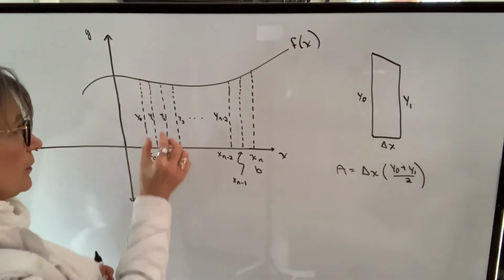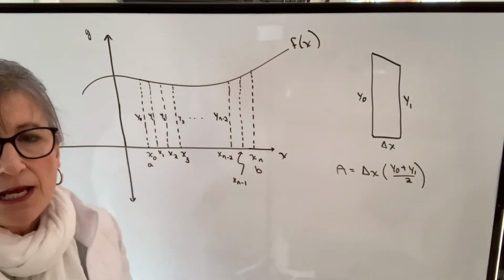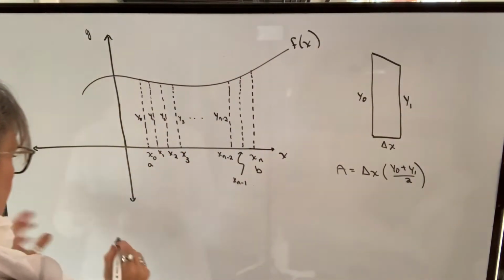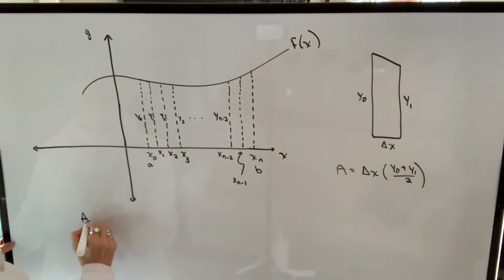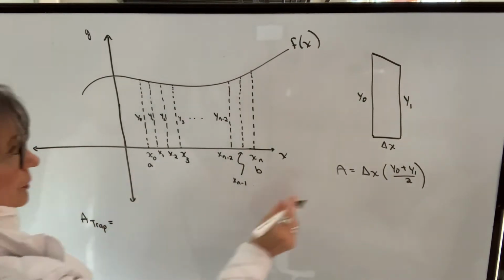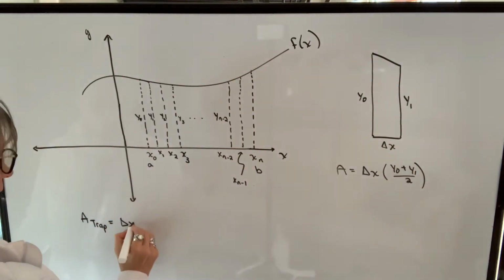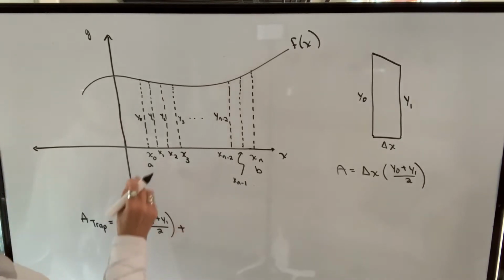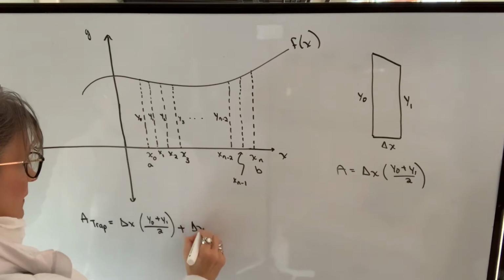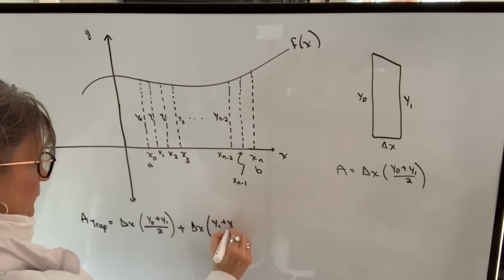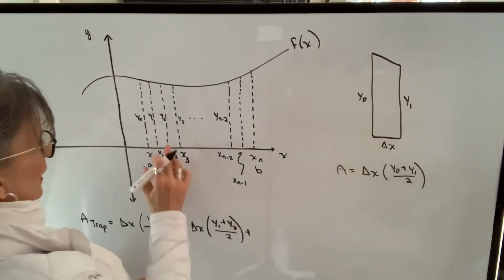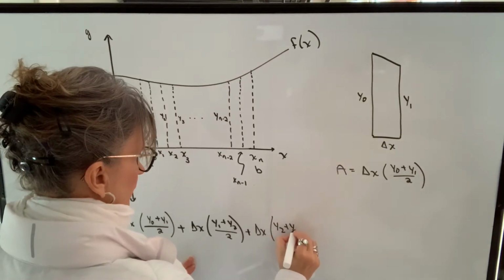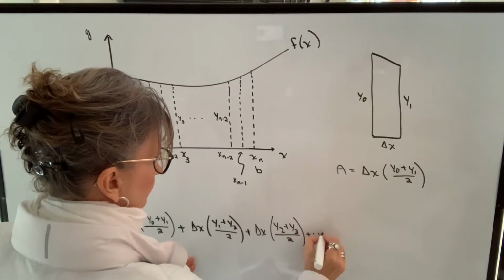I could do the same thing for each of these trapezoids, and I'm going to put it all together and find the sum of all of those individual trapezoids. So the area of the trapezoids will be equal to, the area of the first trapezoid is delta x times y0 plus y1 over 2, plus the next trapezoid will be delta x times the average of those two. I could do the same thing with the next trapezoid. So its two sides would be y2 and y3, and so on.